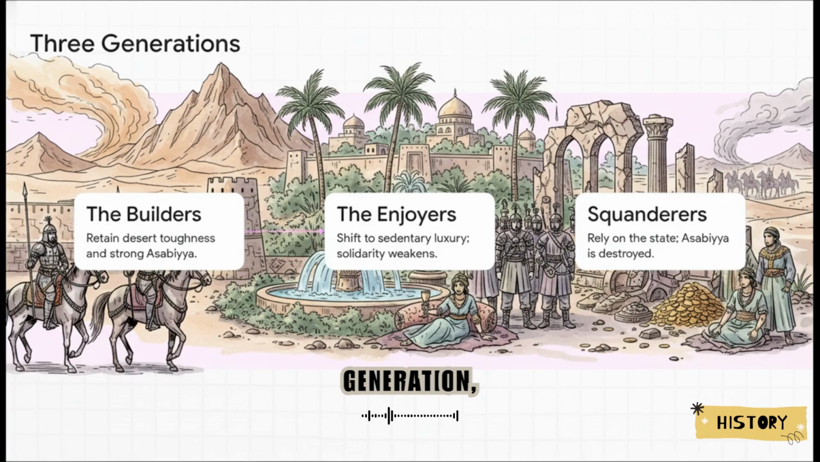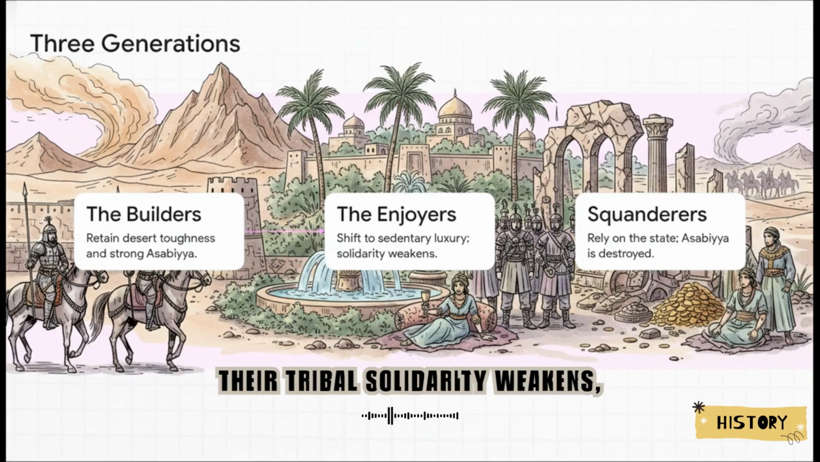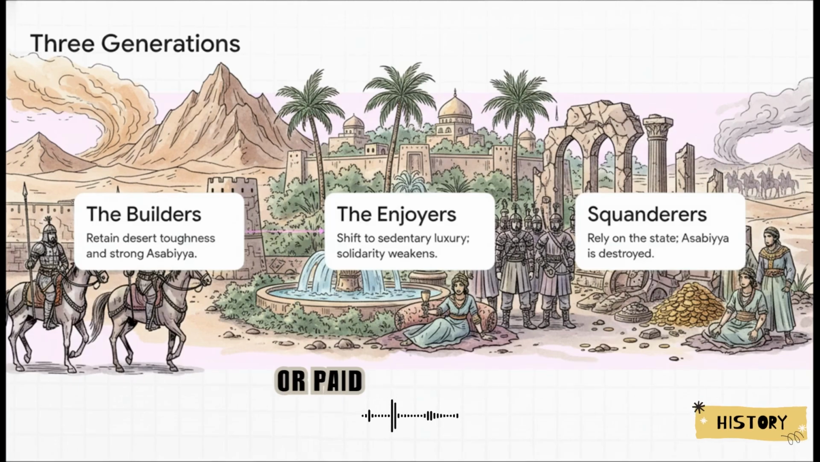Then comes the second generation, the enjoyers. Now they grow up in the city, not the harsh desert. They shift to sedentary luxury. They prefer comfortable palaces over tents. And because life is easier, their tribal solidarity weakens, and they start relying on mercenaries or paid armies instead of their own brethren. Finally, you get the third generation, the squanderers.